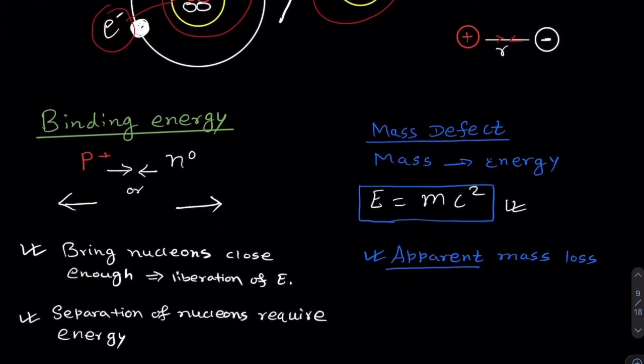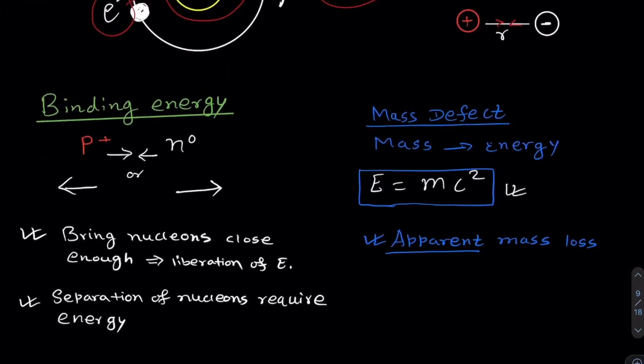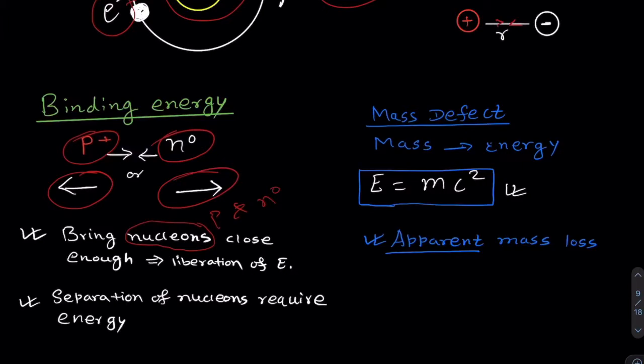So what is the binding energy? Binding energy basically means when you bring these nucleons together, again the nucleons are protons and neutrons, not the electrons, whichever are present inside the nucleus, those are nucleons. If you bring those nucleons together, or you move them apart, what's going to happen is you need some kind of energy to separate them, or when you bring them close together, you liberate some energy, and that energy is called binding energy.